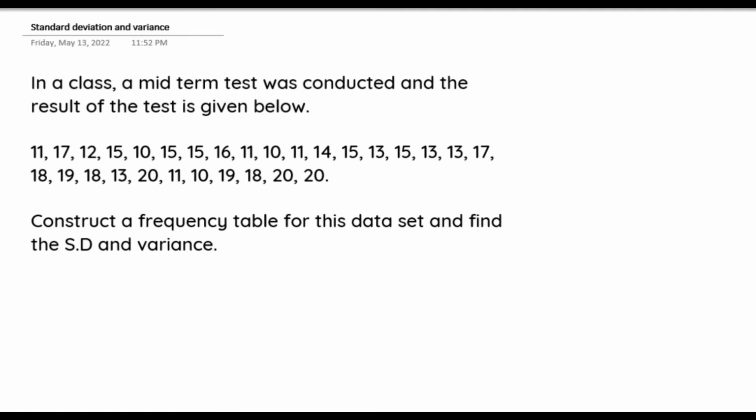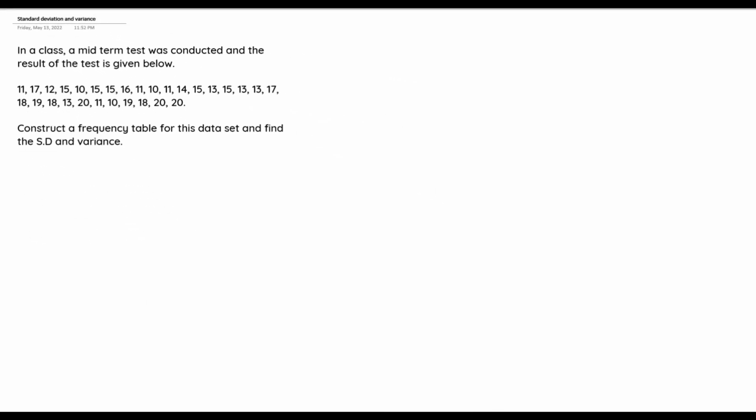So we're supposed to construct a frequency table for this data set and find the standard deviation and variance. We've actually used this question to get the mean absolute deviation, so constructing the frequency table is not going to be a tough one. The formula for the variance in this case is summation f times (xi minus x bar) all squared, divided by summation f.